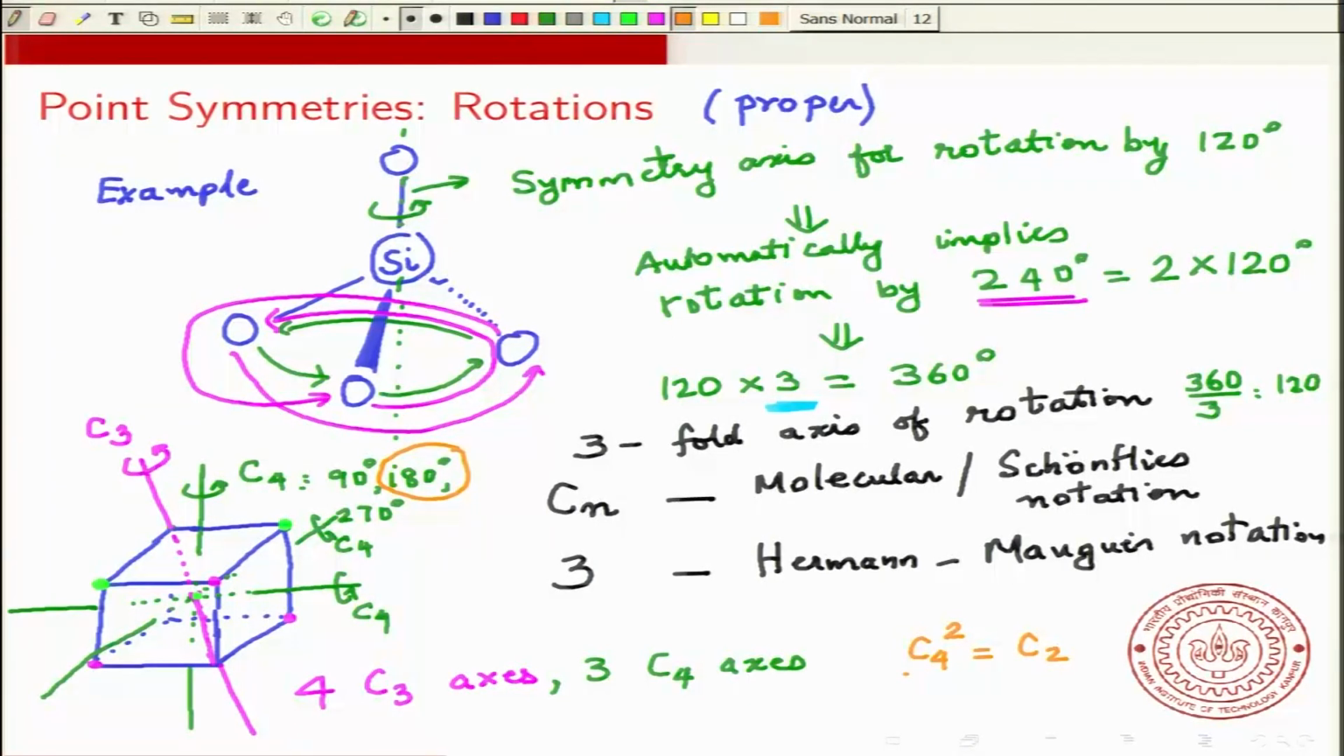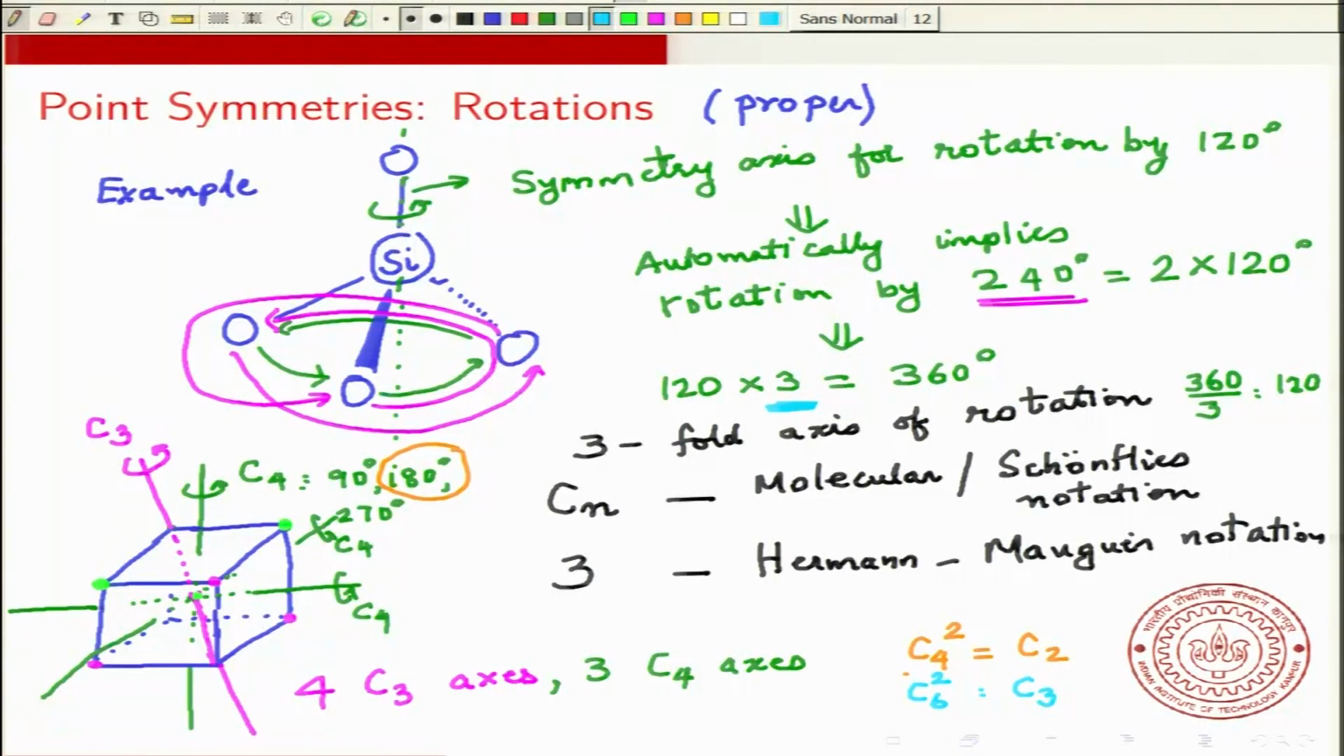Similarly, if you had a C6 axis, that would include a C3 axis. A C6 axis would contain in it the C3 axis. So we will have C6 twice is nothing but C3. Okay, this is a general property, and you can see this just by looking at the rotations.